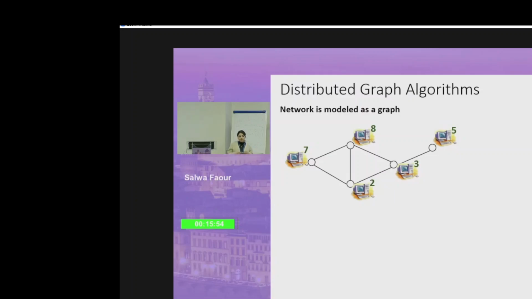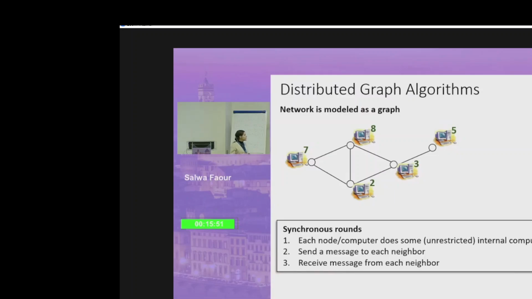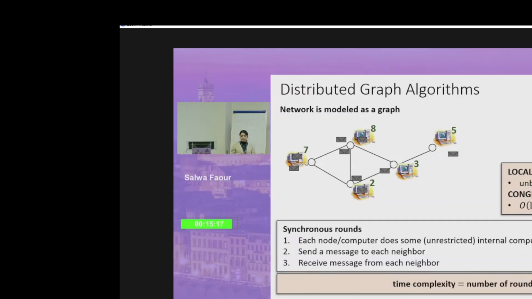So we want to devise a distributed algorithm where the computation proceeds in synchronous rounds. Each round, the computer can do arbitrary internal computation. Each node can send a message to each of its neighbors and receive a message from each of its neighbors. For the message sizes, we're working with the two classic models: the LOCAL model, where we do not restrict the message size, and the CONGEST model, where we limit ourselves to order log n bit message size. However, in this talk, we ignore the message sizes, so everything today will work in the LOCAL model. The time complexity is simply the number of rounds.